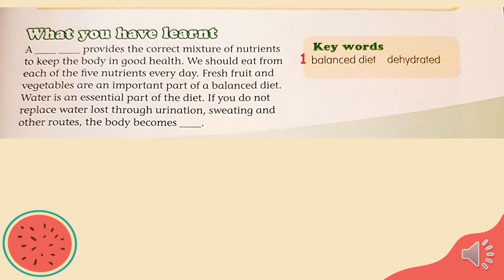We should eat from each of the five nutrients every day. Fresh fruit and vegetables are an important part of a balanced diet. Why? Because it contains vitamins, minerals, and fiber. So if you eat fruits and vegetables, you get three things already. Now, even water comes in part of some of the fruits, right? Now you have to take care of only carbohydrates and proteins. If you do not replace water lost through urination, sweating, and other routes, they become what? Dehydrated, right?